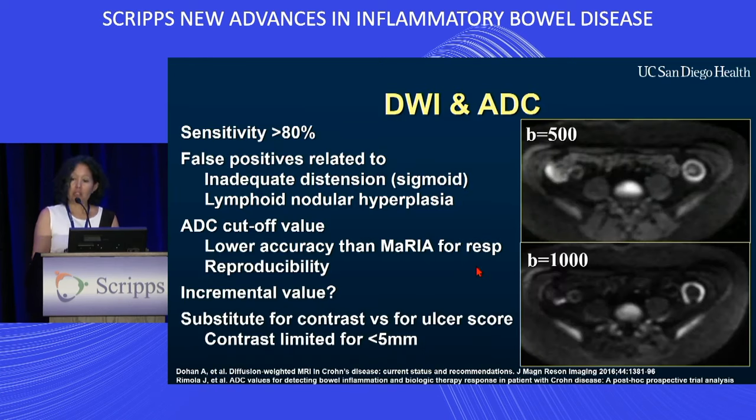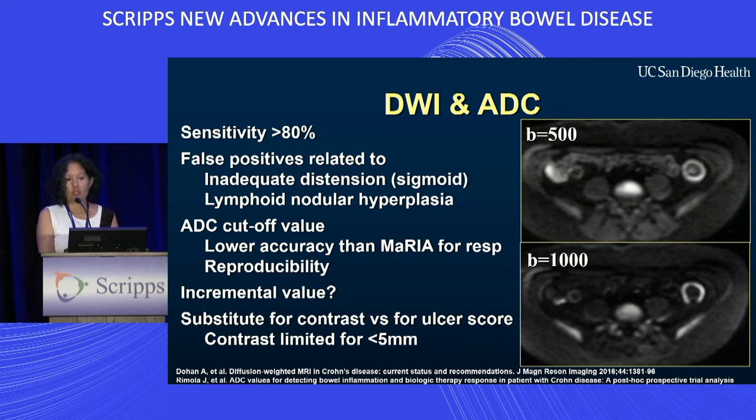Talking a little bit about diffusion-weighted imaging, I think there's been a lot of focus on the use of diffusion-weighted imaging, particularly as a substitute, perhaps, to contrast-enhanced imaging. The sensitivity of DWI is actually quite good. It's greater than 80% for the detection of active inflammation. We do have some fair number of false positives. They most often occur in the sigmoid colon. For some reason, the sigmoid colon looks brighter on diffusion-weighted imaging than we would normally expect compared to the rest of the bowel.